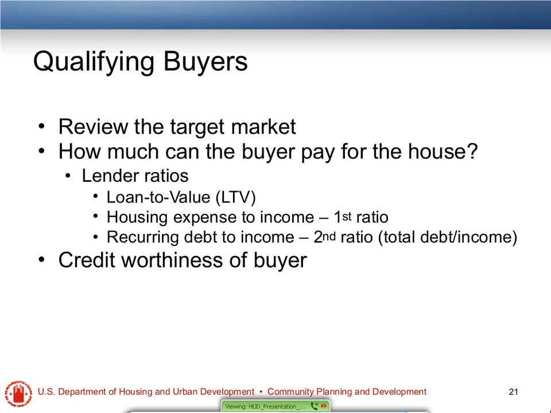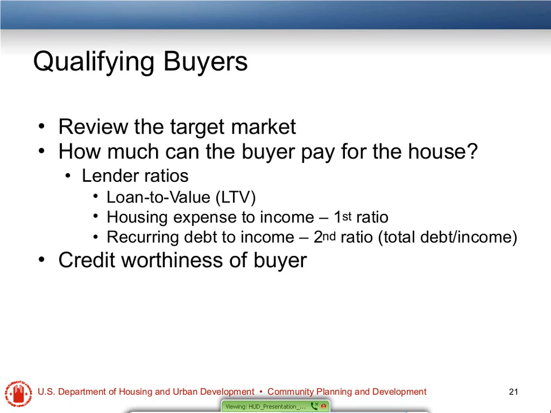They'll also look at the creditworthiness of the buyer, basically looking at the buyer's history of paying their bills on time, whether they've been at their job for a significant period of time, and maybe whether they're a homeowner now or have been in the past. And all those things go into determining the creditworthiness of the home buyer.